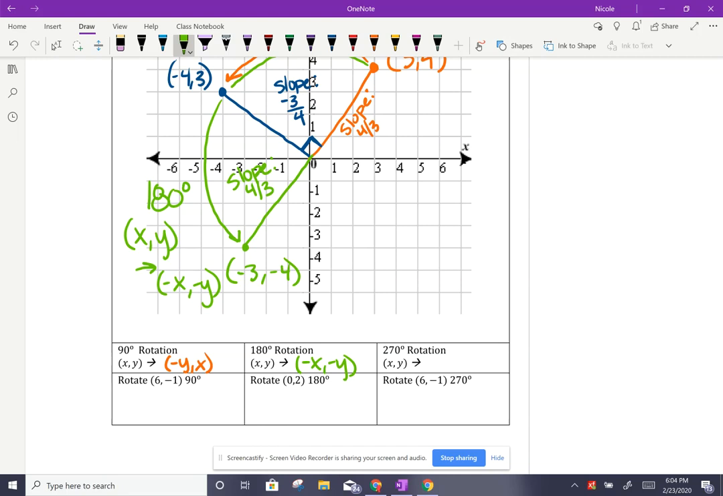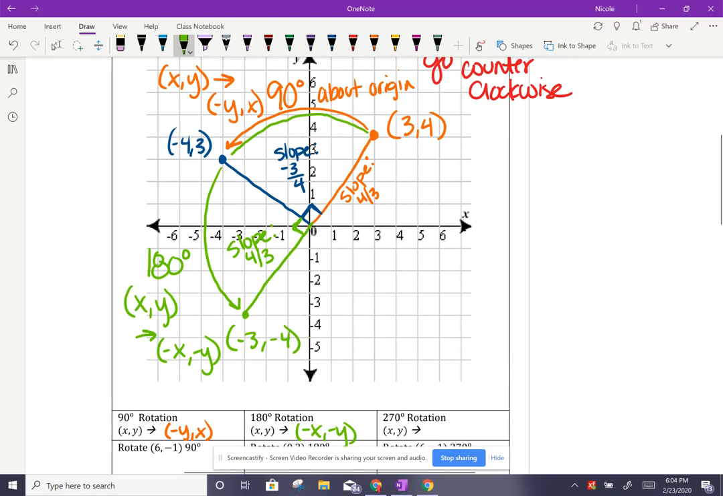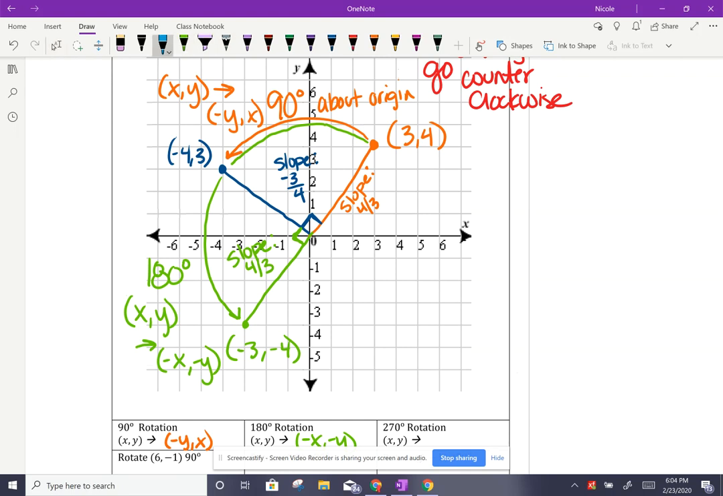Now what if I rotate again? What's going to happen? So if I rotate an additional 90 degrees, I'm going to use the opposite reciprocal of the slope of my green line of my 180. So my new slope is going to be -3 over 4. And I'm going to go down 1, 2, 3, and over 1, 2, 3, 4. And I have a new line that is perpendicular.